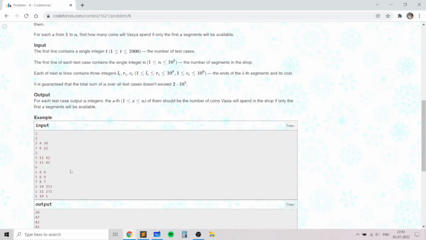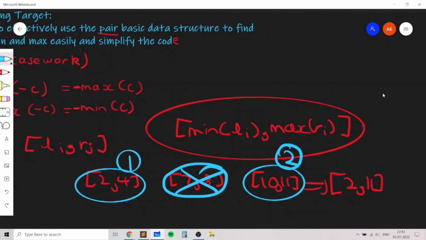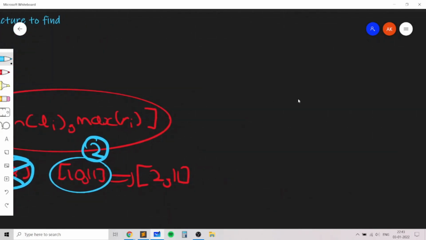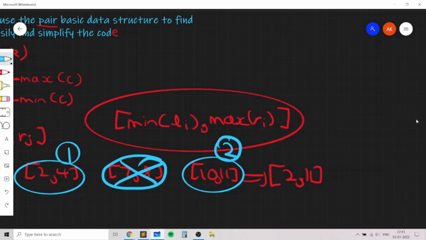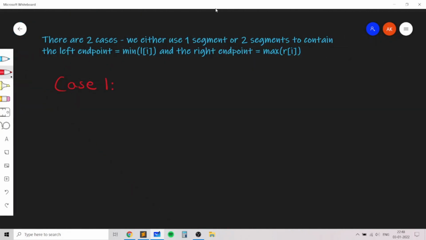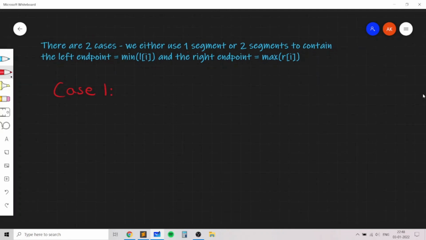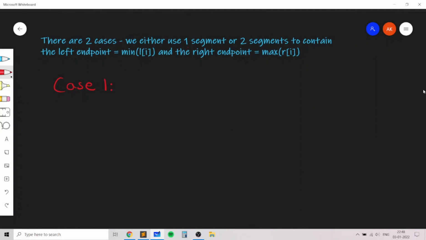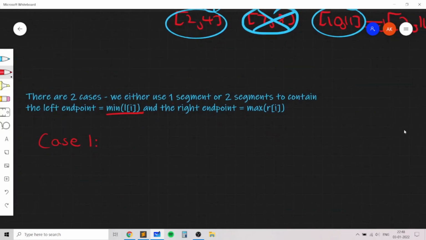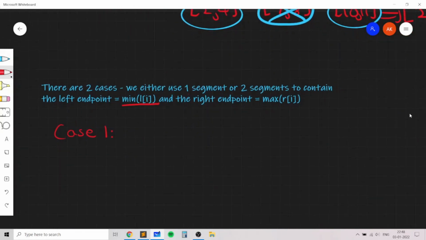And in general, we are trying to ensure that we are either taking one or two segments. So the key idea is that there are two cases. The first case is when we use one segment, and the second case is when we use two segments to contain all the integers. We notice that the integers will be a contiguous interval with the left endpoint equal to min li and the right endpoint equal to max ri, and we notice that from the examples themselves.